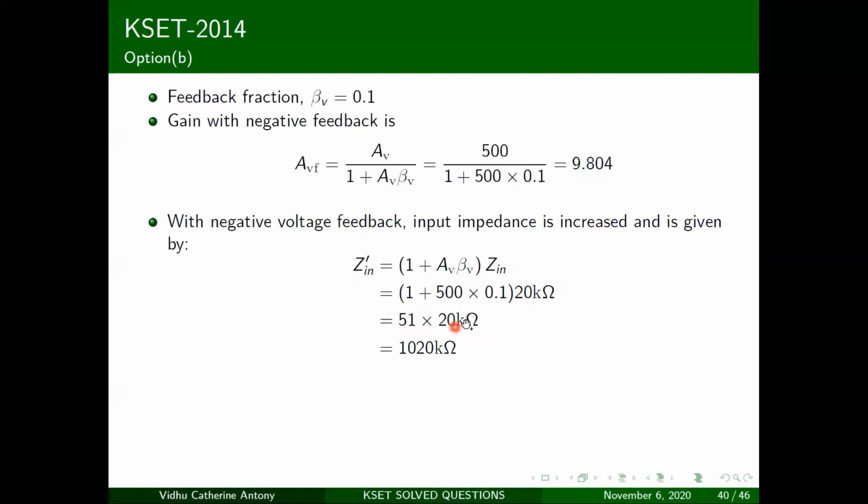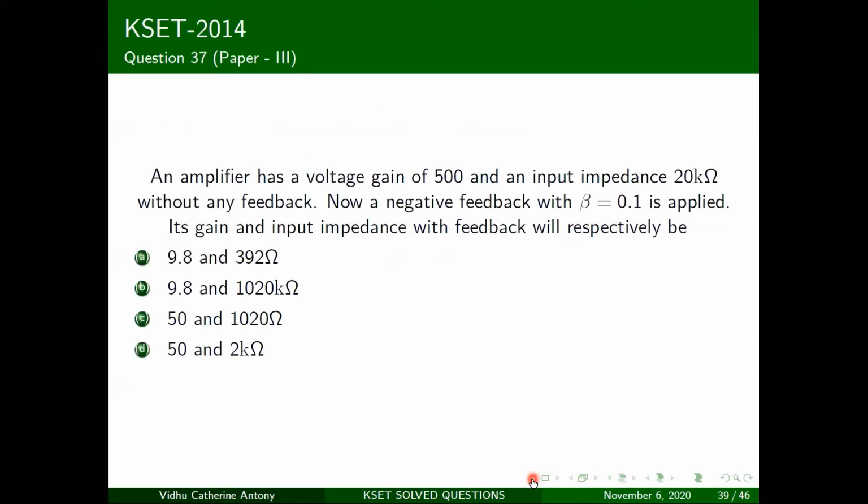Okay, so you have 51 into 20 kilo ohms, and you calculate this, you end up getting 120 kilo ohms. So what's in your option? You've got 9.8 and 120 kilo ohms.